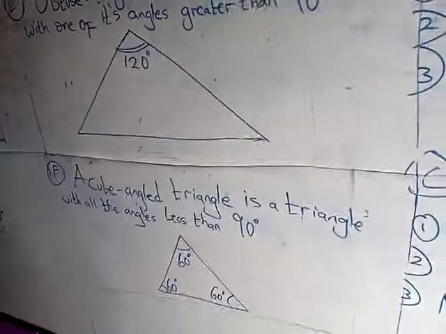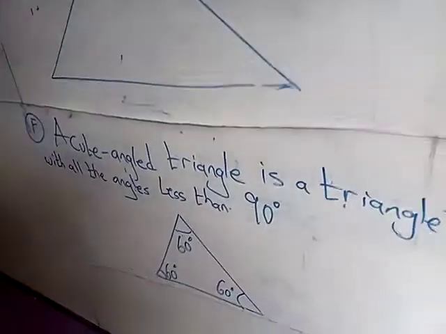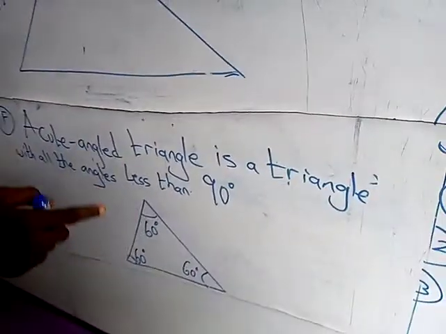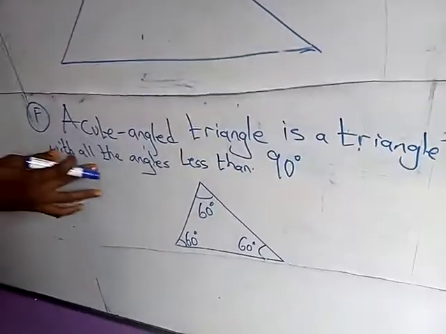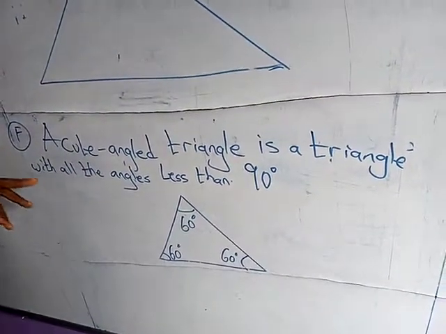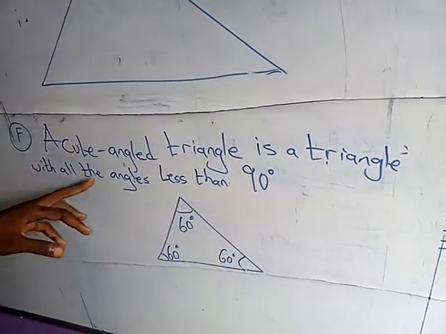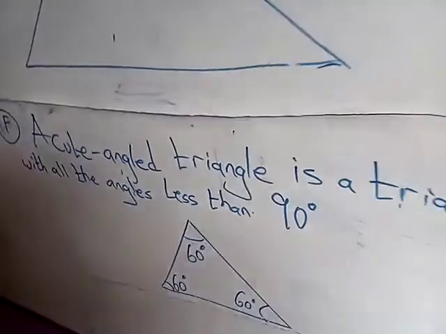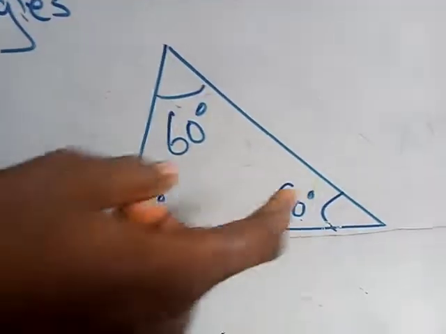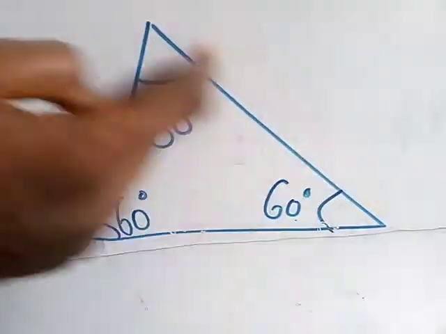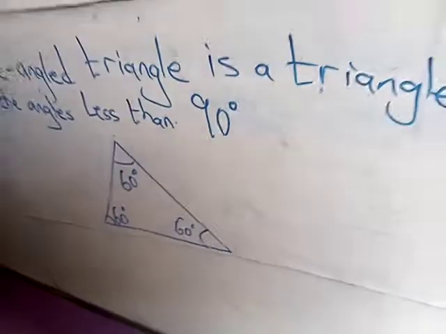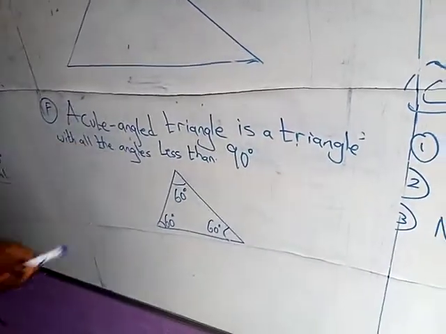Then lastly, on triangles we have what? The acute angled triangle. The acute angled triangle is a type of triangle with all the angles, I repeat, all the angles less than 90 degrees. Remember that a triangle has 3 angles. So when all the angles are less than 90 degrees, you know that type of triangle is what? An acute angled triangle.